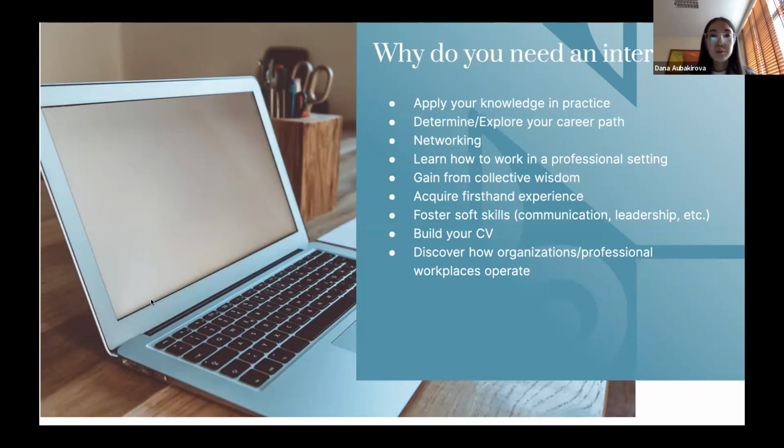Also, you will learn how to work in a professional setting, learn some work ethics. Also, it might be intuitive for some of you, but still it is better to learn this in practice.